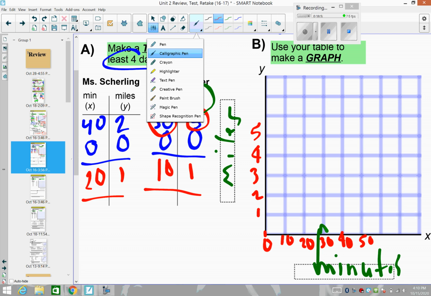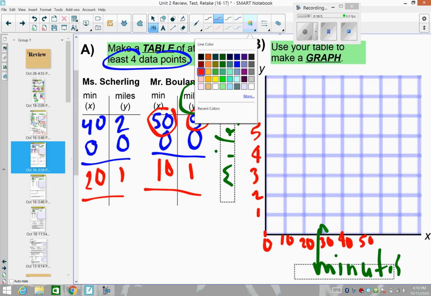Boom. Got it. So now we're going to start to graph. I wish I could change some colors here. Let's get some better colors. Hey. Yes, yes, yes. How about like a pink and an orange or something like that?